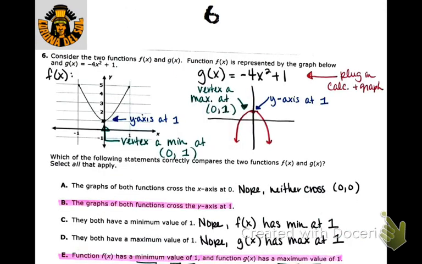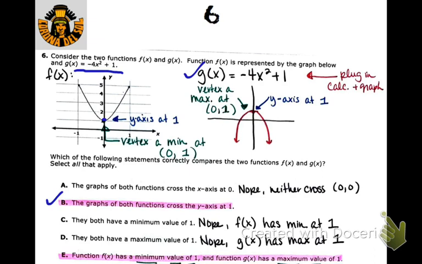Okay, this one has two functions again to compare. So the g of x one is probably a nice idea if you just plug it into the calculator. It looks like this one here. And then the f of x is given, and so then we just look for whichever ones have the right thing. So b is good because both of the graphs do have a y-intercept, that it crosses at 1, just right there, both of them.